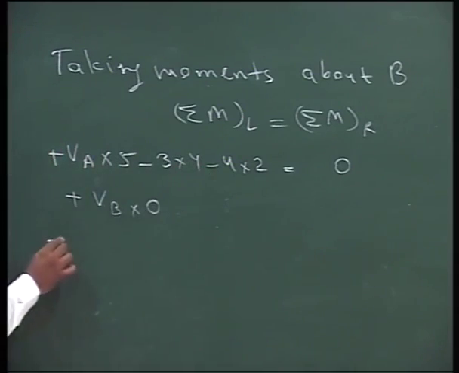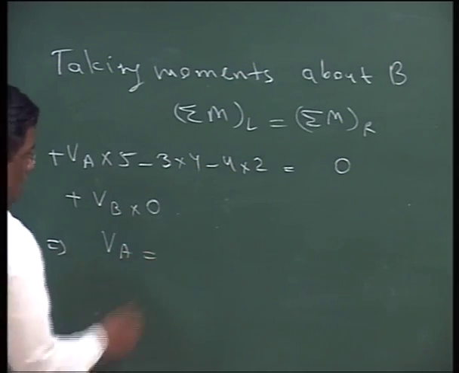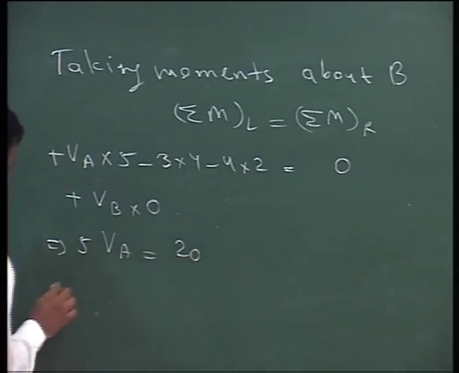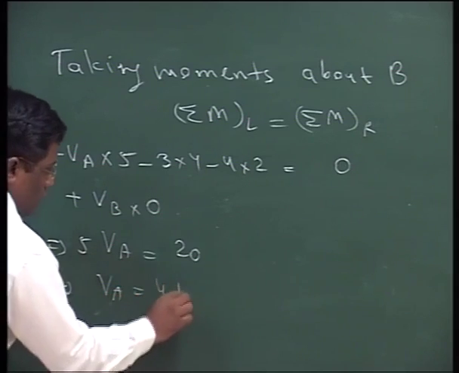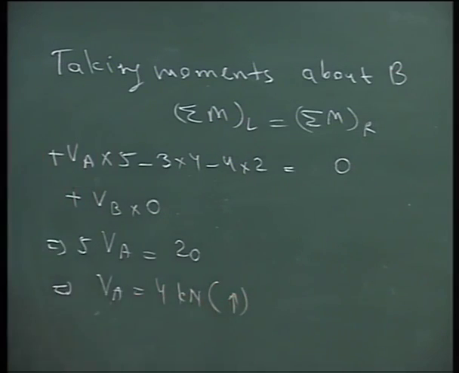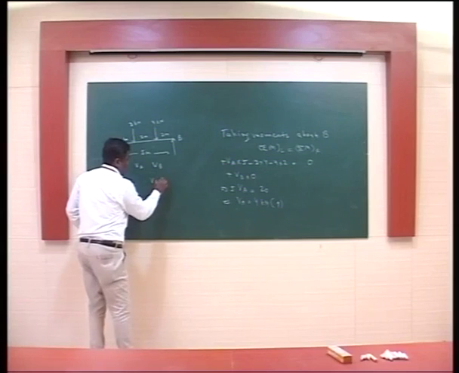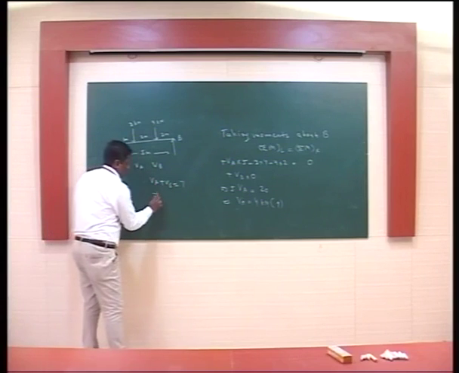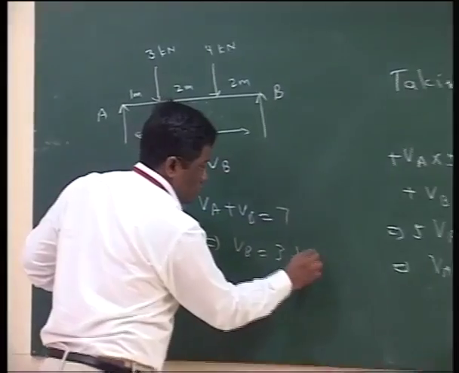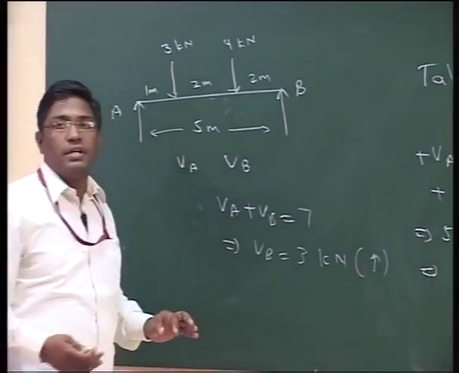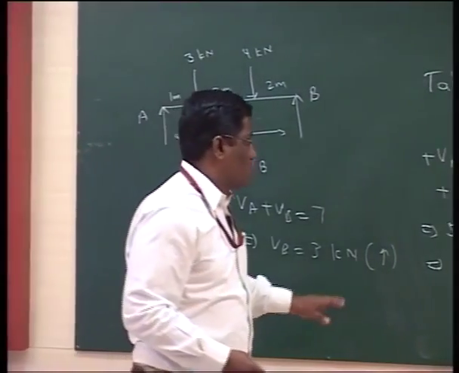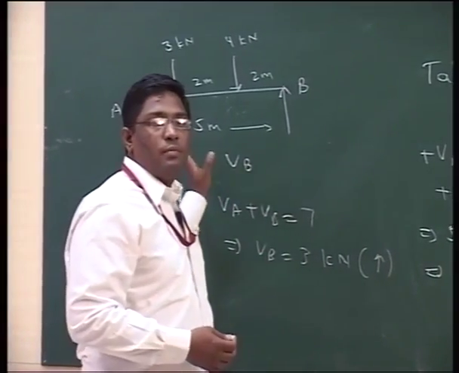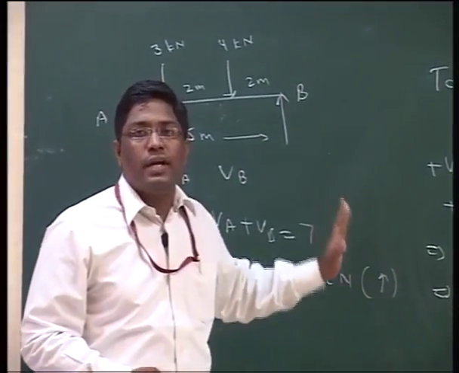Now if we solve this particular equation, we can quite straightforwardly know what VA is. It is 12 plus 8, that means 20. So VA is 4 kilonewton, and from our equation 1, VA plus VB is equal to 7, VB will be 3 kilonewton. So you can quite easily see that both results are completely identical. That means it is completely on the perception of the student to take the bending moment at point A or point B. He or she can take it at any point.